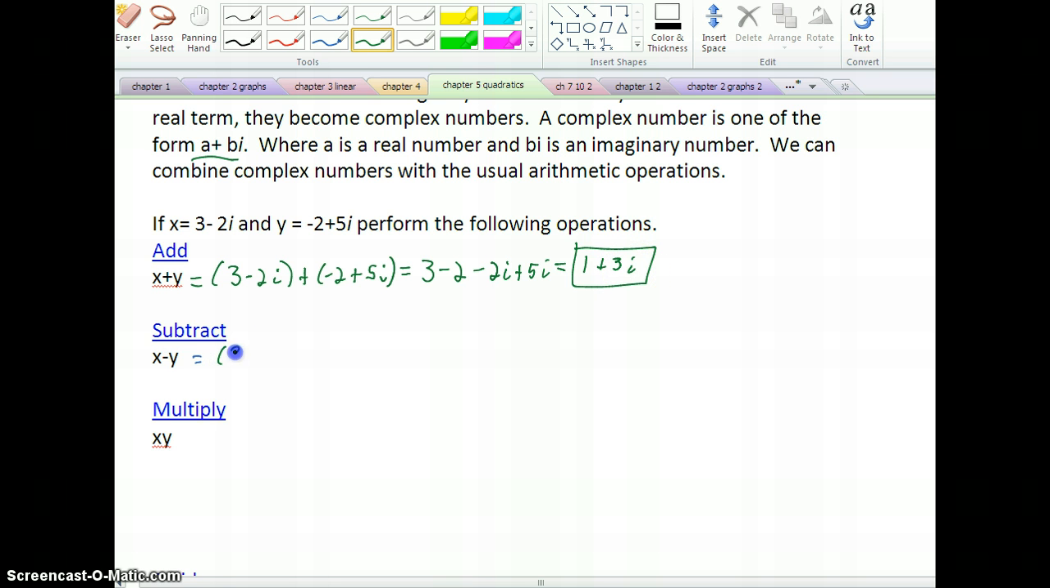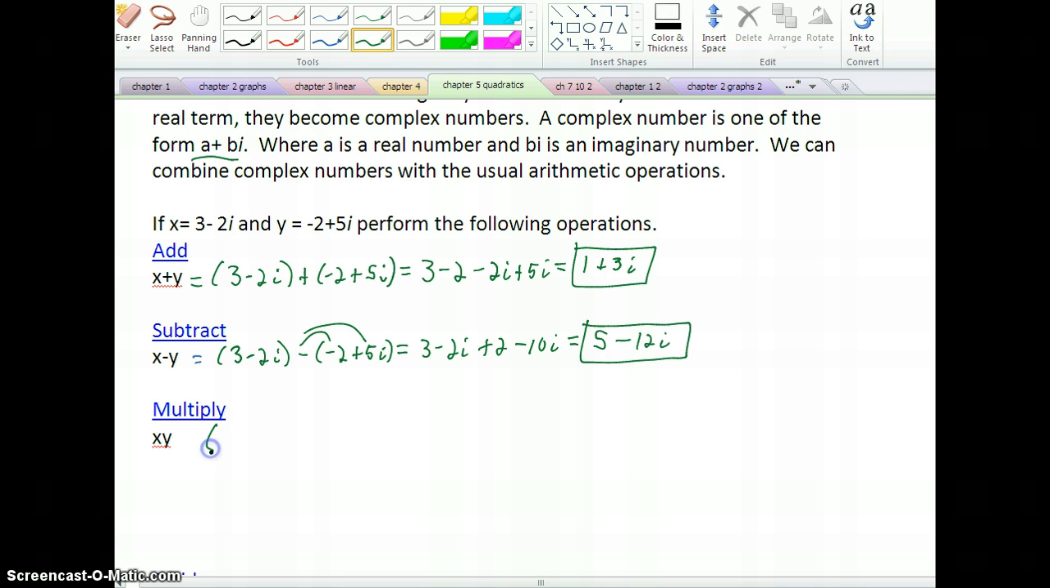To subtract, it's a very similar process. The difference is when we have a subtraction and we are subtracting a binomial, we have to be careful to distribute the negative to both parts within that second binomial. So what we really have is 3 minus 2i, and then a negative times a negative gives a positive 2, and a negative times a positive gives negative 5i. So combining the like terms, we get 5, and then negative 2i and negative 5i is minus 7i. So that is our solution to the subtraction of x minus y.